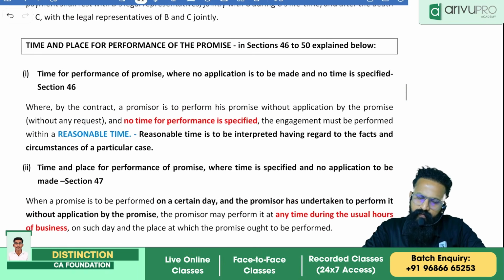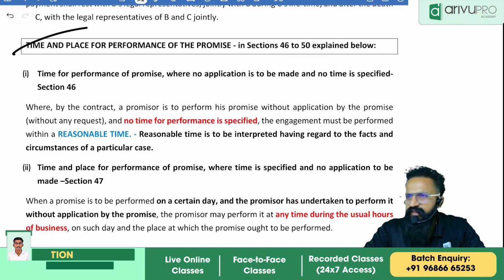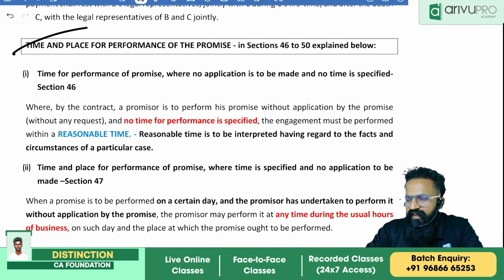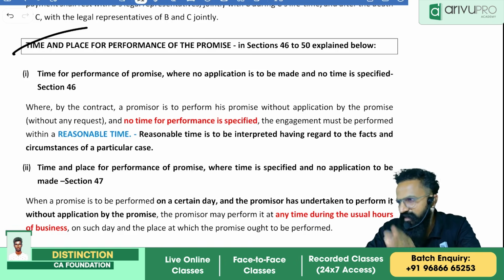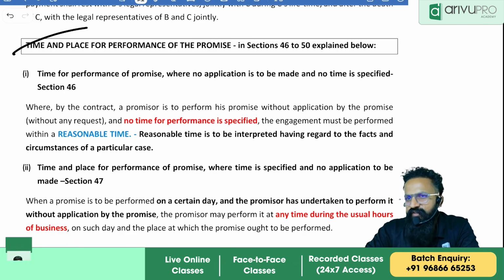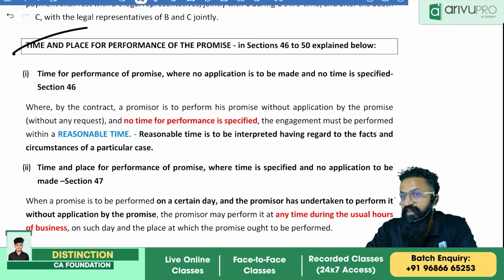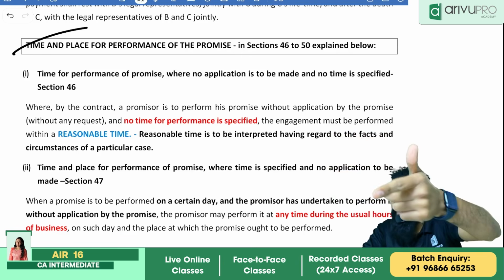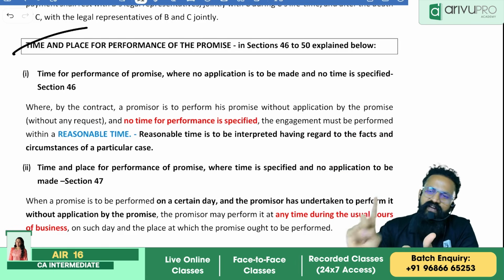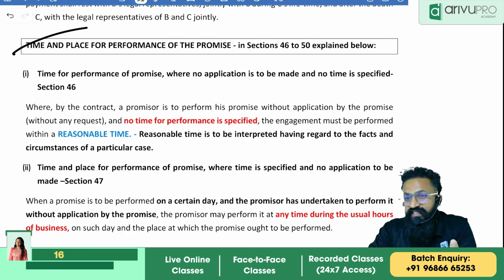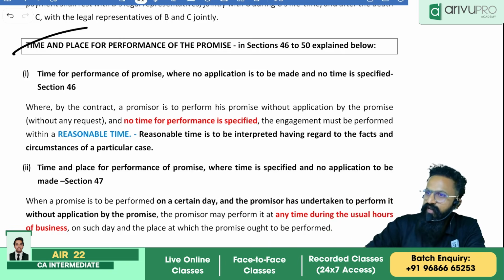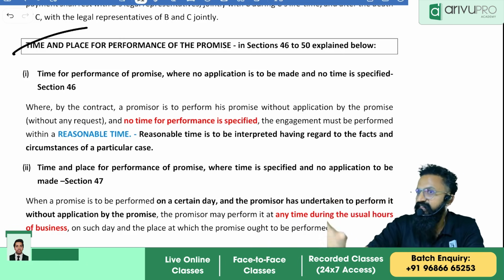Okay, time and place for performance, we had clearly seen this. If time and place is specified, you have to clearly perform the contract in that place at that time. What if time and place is not specified, but the condition clearly says, if you make an application, I will come and deliver? Then it is your responsibility to make an application. What if time is not specified, place is not specified, even the condition is not agreed? It is the liability of the promisor to ask where to deliver, and I have to deliver it within business hours. Correct?